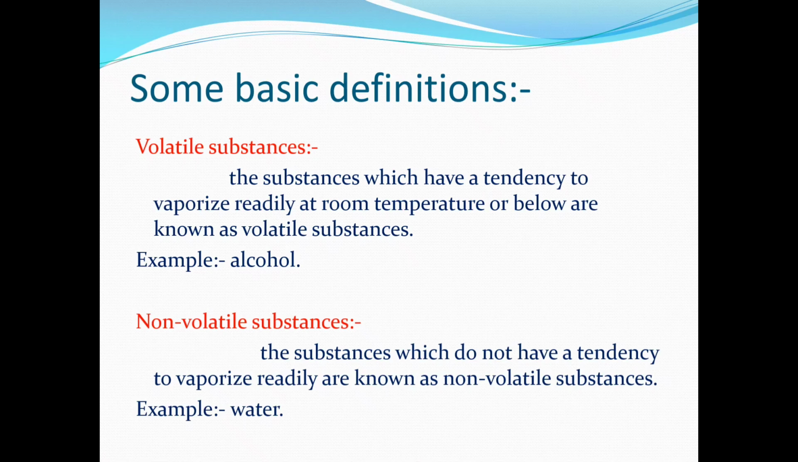Non-volatile substances are those substances which do not have a tendency to vaporize readily at room temperature. That means in order to vaporize non-volatile substances, some heat has to be supplied. So even when kept at room temperature, they are not harmful. But in the case of volatile substances, they vaporize readily at room temperature, and it may cause harm to us.